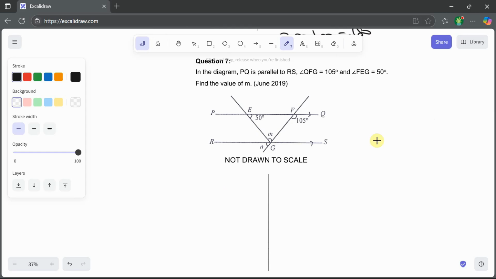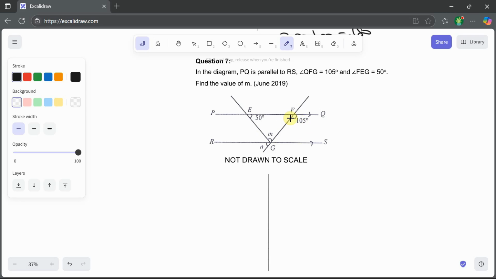So when you see questions like this, always start from what you know. First thing that I know, I'm trying to find the value of M, right? And I'm seeing a parallel line and a parallel line, and I'm seeing something like a Z. This is like a Z. So if this guy is 105 degrees, I don't want to use any other thing apart from D.